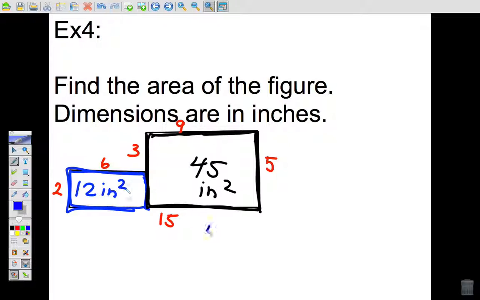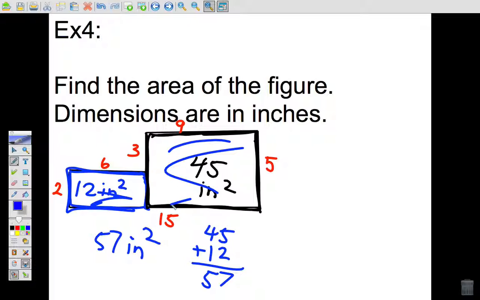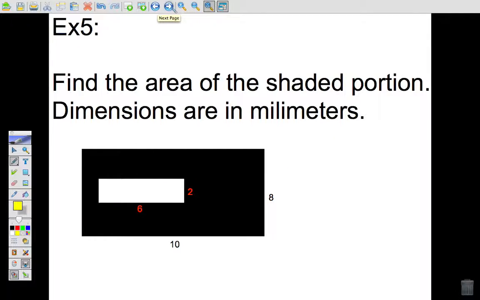Now add the two parts together. 45 and 12, I get 57 inches squared, and that's the area. That's how much is covered in this irregular shape. Now you could have divided the figure the other way. So instead of dropping a line down like this, we could have gone across, and we could have had a rectangle here, this whole rectangle, and then this whole rectangle on the top. This would be a good problem for you to do. Try it that way. See if you get the 57. You should.